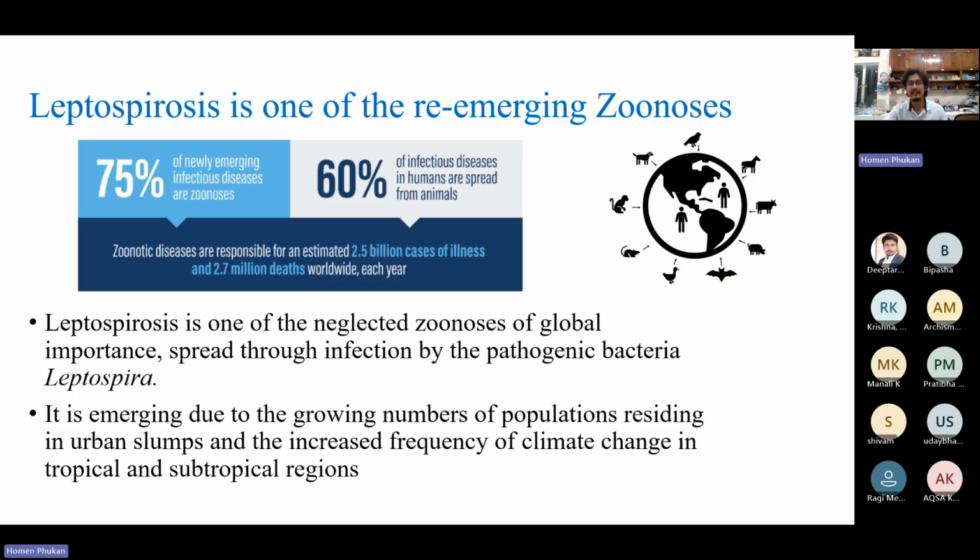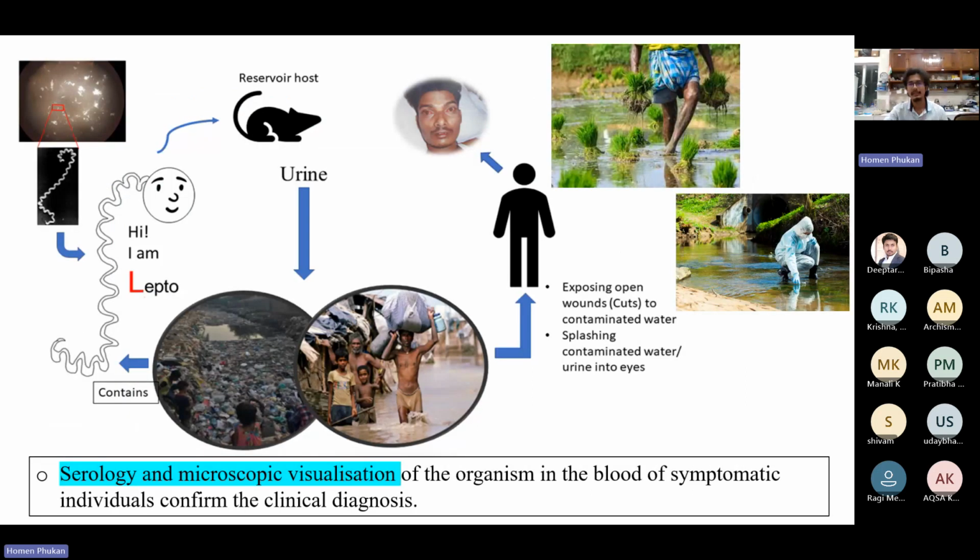So earlier, this disease was also termed an occupational disease, because farmers going to the paddy fields used to get infected. But the situation has now totally changed. So you can see the rodents are the primary reservoir of this organism, and the bacteria pass through the urine from the reservoir host.